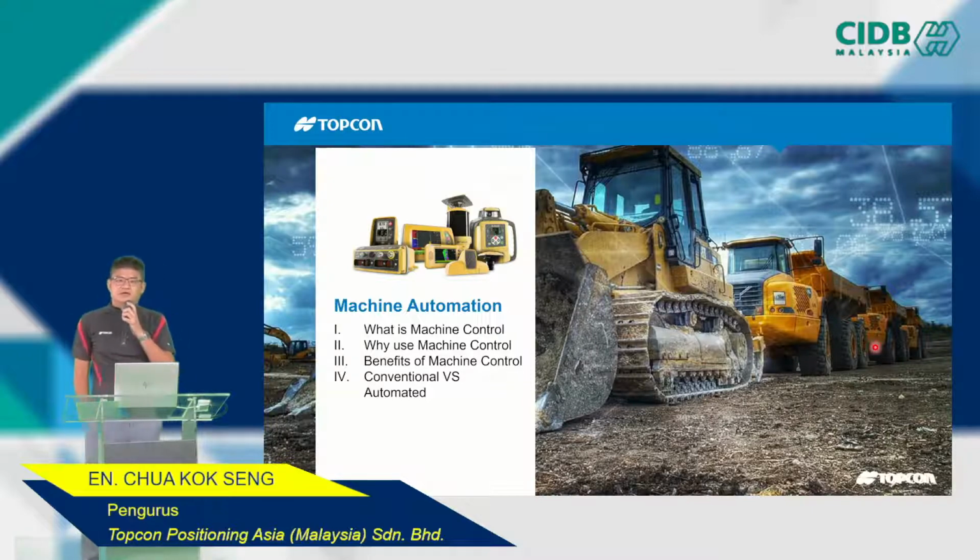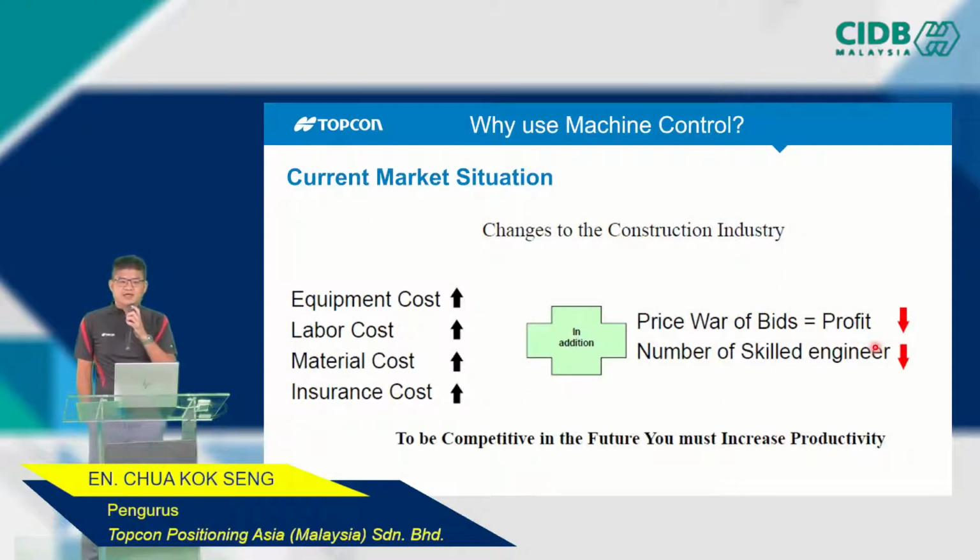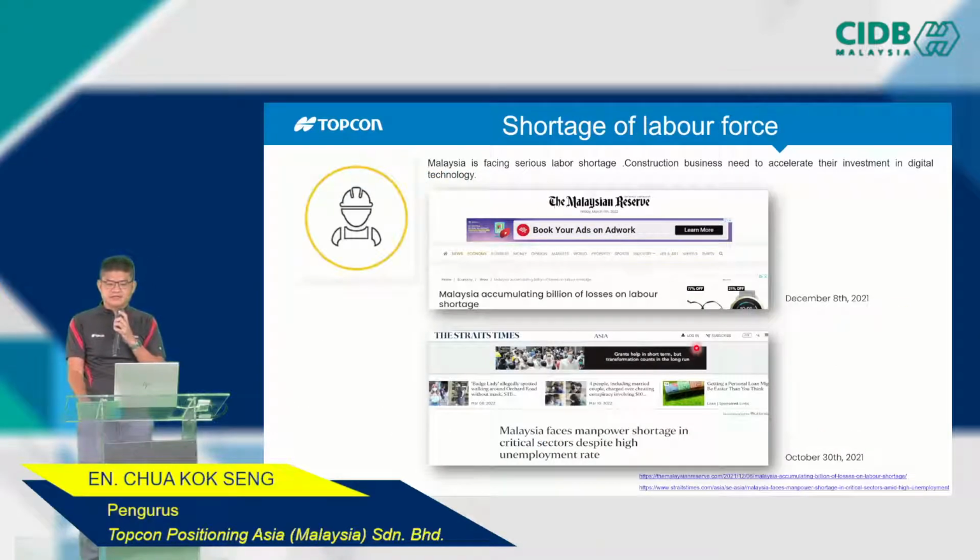Okay, for this current market situation, I think most of the participants know that most things have increased: equipment costs, labor costs, material costs, insurance costs, in addition to the price fall of tenders or bids. Eventually it leads to a decrease of profit, and skilled engineers are very difficult to find. To add to the burden of the market situation, the shortage of labor force is getting very serious.